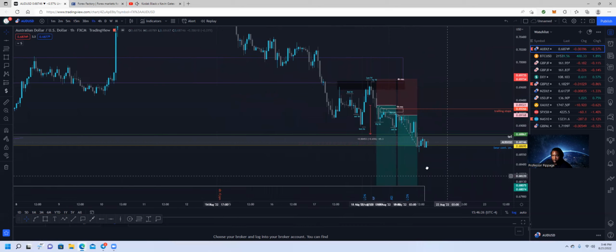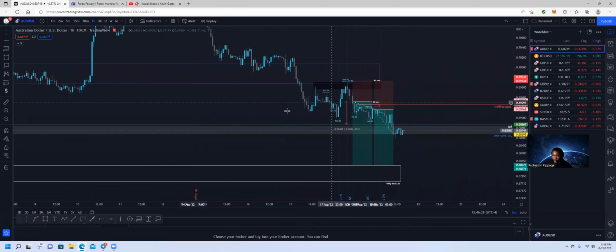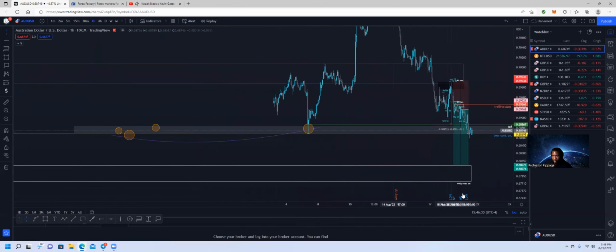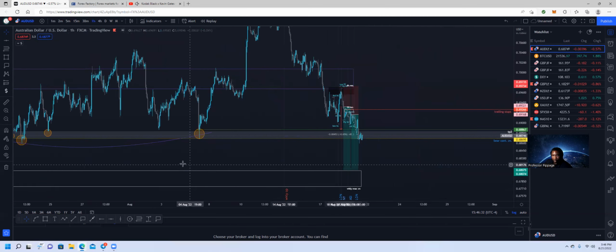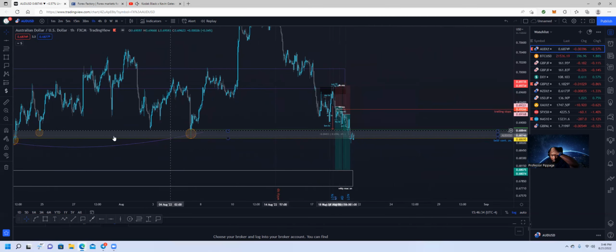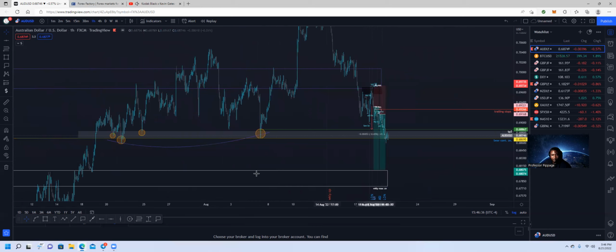I closed before the weekend, but I just wanted to have the picture in my mind to see what I was targeting, where price action was going, and why I had that thought idea of how I was going to get there. Currently pushing through demand, looking left.